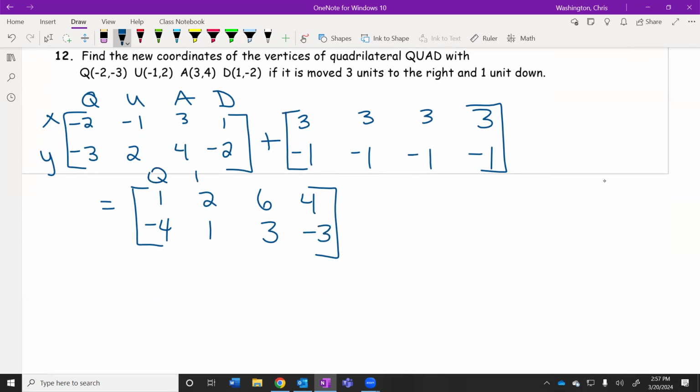These are the new points for Q, U, A, and D. The X is still on top, the Y is still on bottom. So what are the coordinates of the new quadrilateral for vertex A? It would be 6, 3 for that particular vertex.